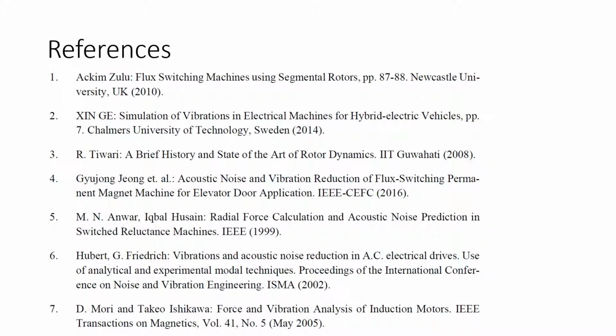Here is the list of references that we used throughout our study.